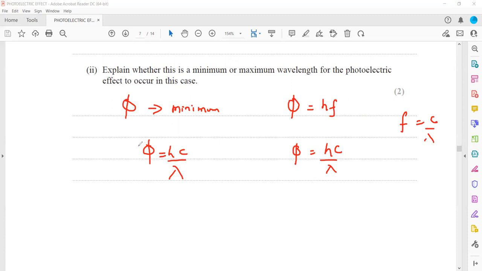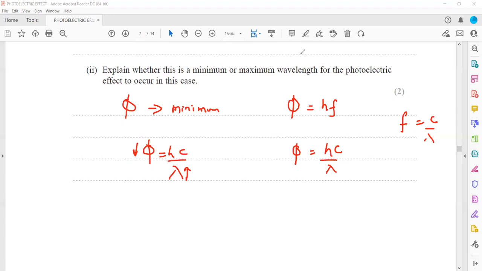So the work function is the minimum energy, the smallest energy, so the wavelength will be the longest. So this is the maximum wavelength. When we have the minimum energy to remove the electron, we have the maximum wavelength. But as the work function or the energy of the incident photon increases, the wavelength will decrease.